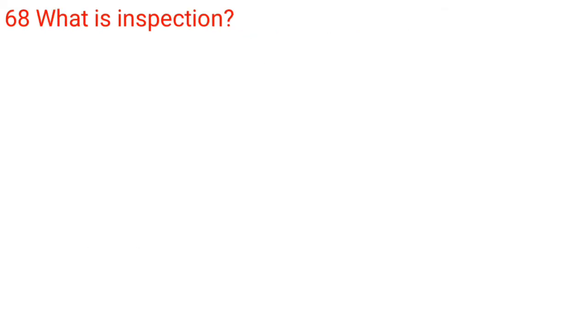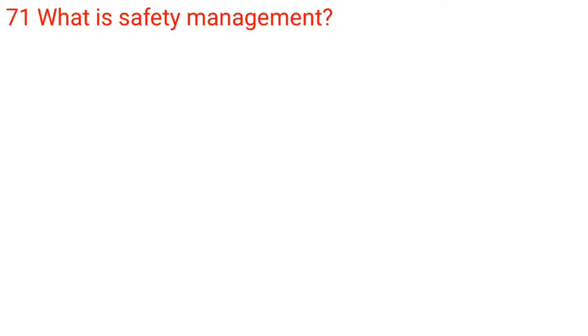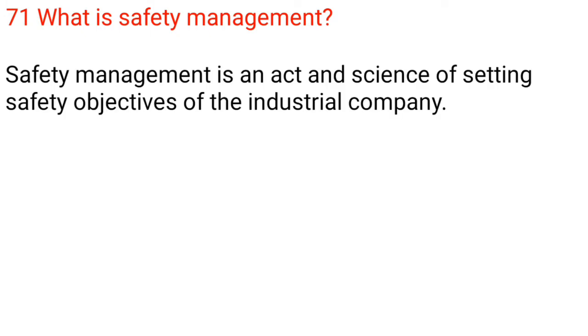68. What is inspection? Inspection means to find out hazards according to a checklist prepared with reference to the department operations by the people who are familiar with the plant. 71. What is safety management? Safety management is an act and science of setting safety objectives of the industrial company.